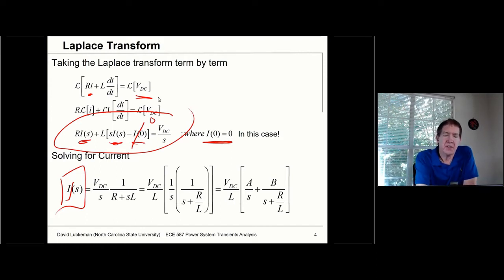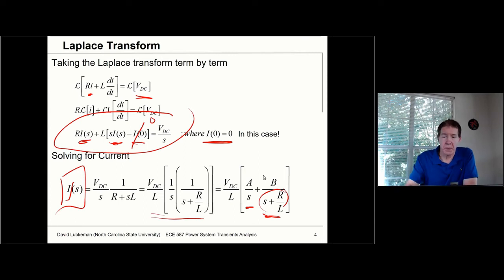And when I do this, I'm going to get this kind of complicated expression where I've got two terms multiplied by each other. The problem is that it's not really obvious from looking at that how I can convert that back into the time domain. So what I have to do is break this into two parts: one where I have A over S, and the other where I have B over S plus R over L. Because I know when I convert this back to the time domain, I'm going to have a constant value, and I'm going to have an exponential to the power of the root of this term, S plus R over L.